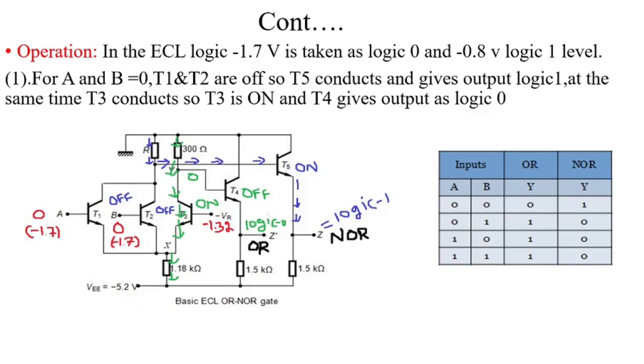Now we verify the truth table of the OR/NOR gate. Both the inputs are 0, 0. The OR output is 0 and the NOR output is 1. So here we consider the NOR output as logic 1 and the OR output as logic 0.